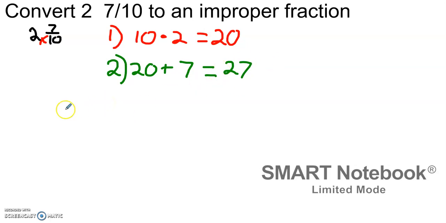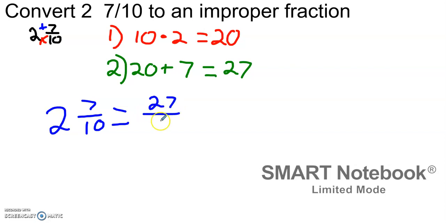Step 3 states that we make the result of step 2 our numerator, and step 4, our denominator stays the same. So 2 7/10 equals 27 over 10, or 27/10. Then I'm going to circle this, as that is our final answer. I want you to pause this video now and write this example in your notebooks.